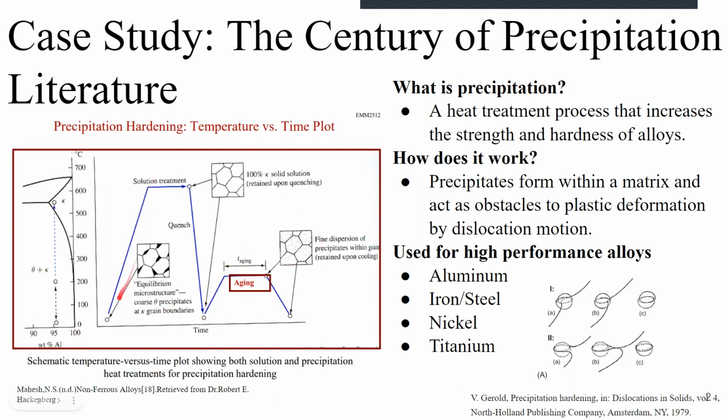The first is solution treatment, where the added material is combined with the existing material at very high heat. Afterwards, this new combination is quenched in water or oil so that the added material doesn't escape. And then it undergoes aging, which is heating at a low temperature so that the added material can disperse. Some materials used for high-performance alloys are aluminum, iron steel, nickel, and titanium.